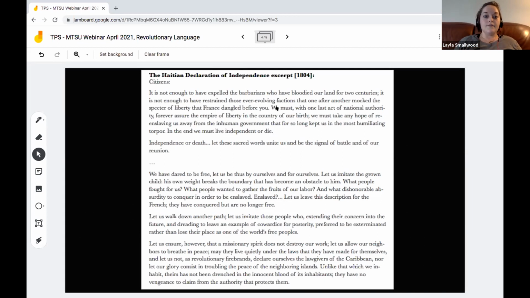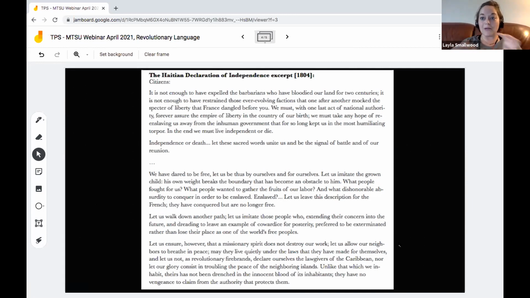It is not enough to have expelled the barbarians who have bloodied our land for 2 centuries. It is not enough to have restrained those ever-evolving factions that one after another mocked the specter of liberty that France dangled before you. We must, with one last act of national authority, forever assure the empire of liberty in the country of our birth. We must take any hope of re-enslaving us away from the inhuman government that for so long kept us in the most humiliating torpor. In the end, we must live independent or die. Independence or death, let these sacred words unite us and be the signal of battle and our reunion.